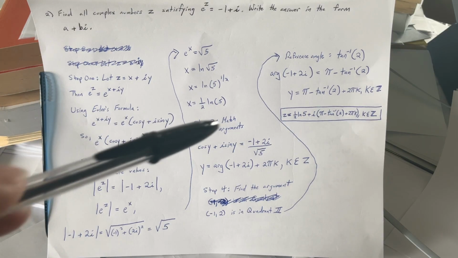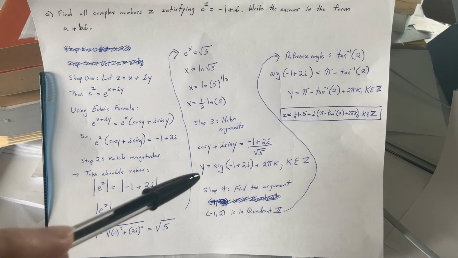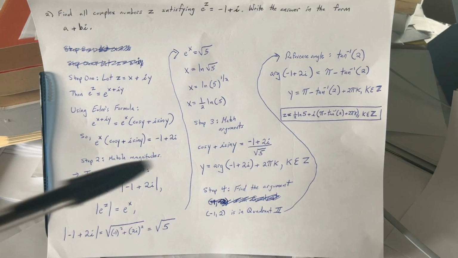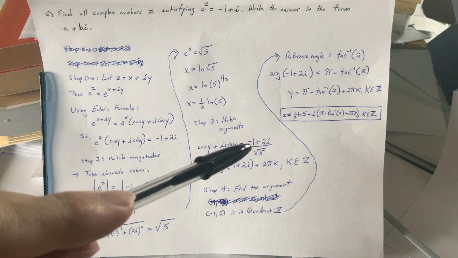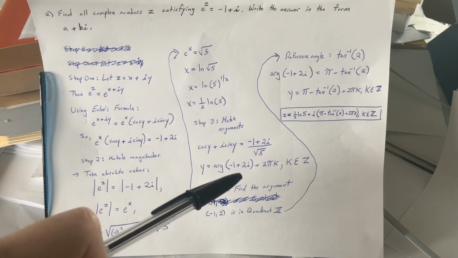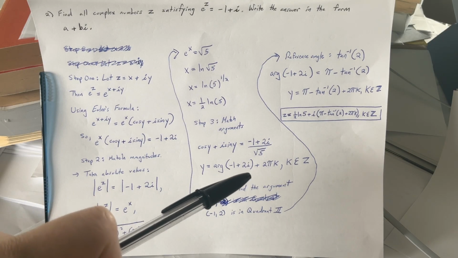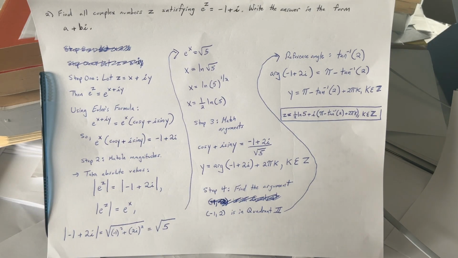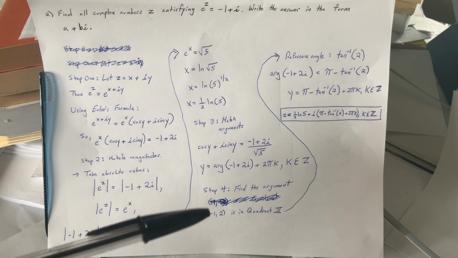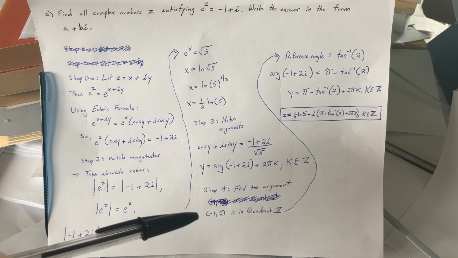Now that we have that, match the arguments. Okay, we could say this component of Euler's, cosine of y plus i sine of y, has to be equivalent to negative 1 plus 2i over root 5, square root of 5. So our argument in this situation is going to be y equals the argument of negative 1 plus 2i plus 2 pi k, k in Z. Okay. So that being our argument, step 4, we're going to find the argument.